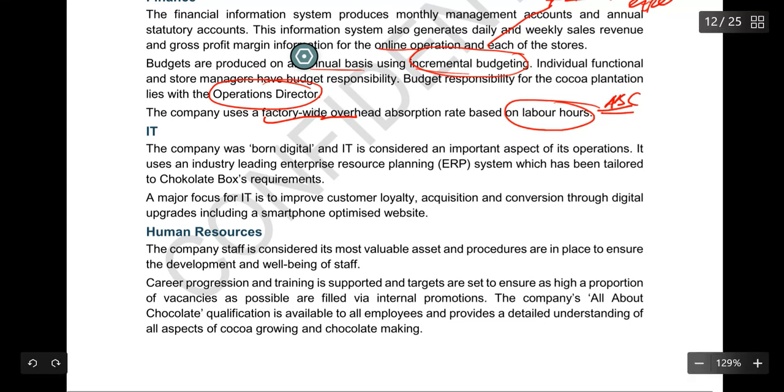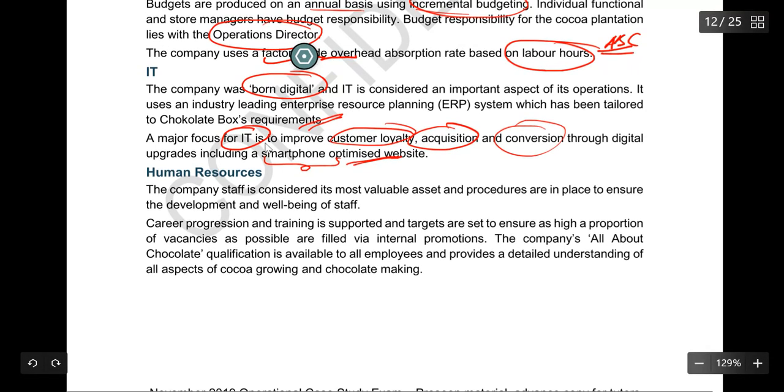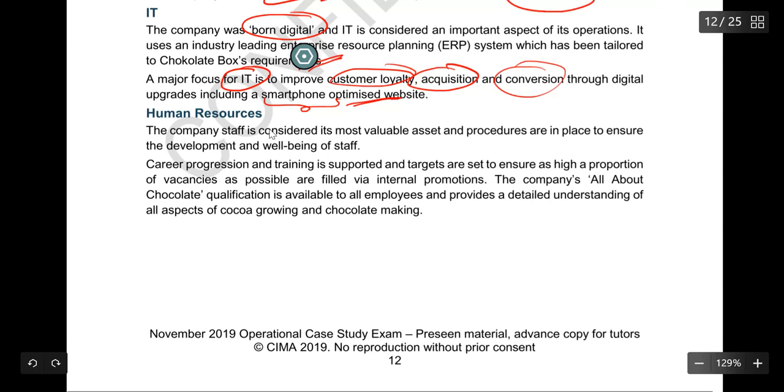The company was born digital. I told you it was founded as a digital company, online sales, and IT is considered an important aspect of operations. It uses an industry-leading ERP system which has been tailored to Chocolate Box's requirements. A major focus for IT is to improve customer loyalty, acquisition and conversion through digital upgrades, including a smartphone-optimized website. So, human resources: they are telling us the company's staff are considered its most valuable assets. So performance appraisal can come here, students. So please keep that in mind.